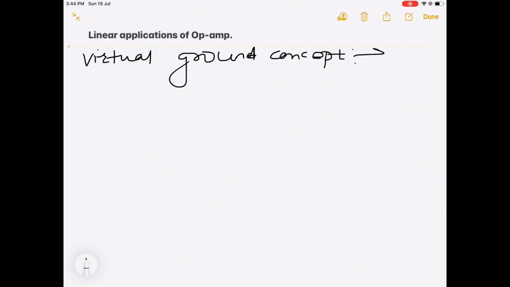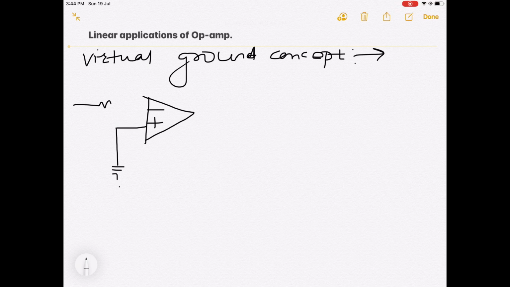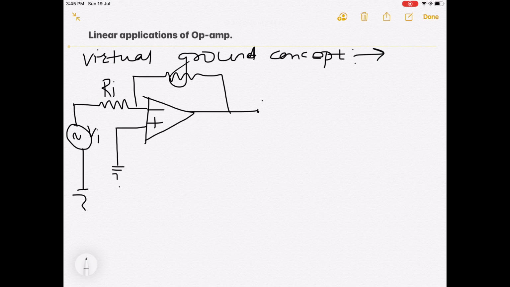So, for this we have to consider one op-amp. So, this is inverting, non-inverting terminal. This terminal is, suppose, grounded, and at this terminal we are applying one resistor, then here we are applying input Vi, this is Ri, and then this is feedback resistor. Okay. So, this is one circuit.